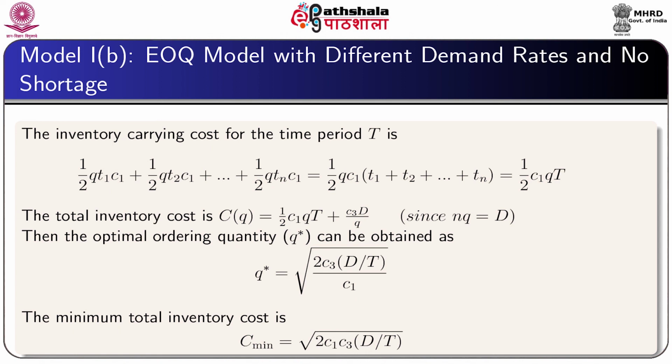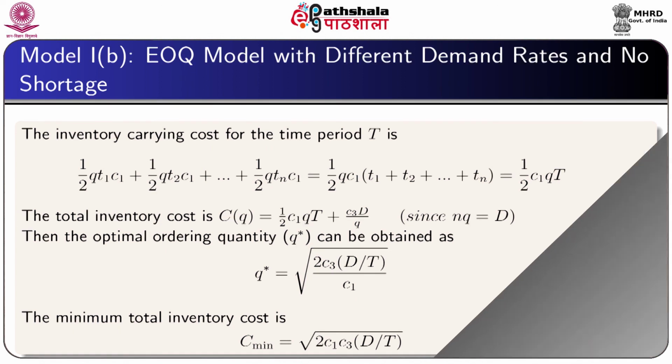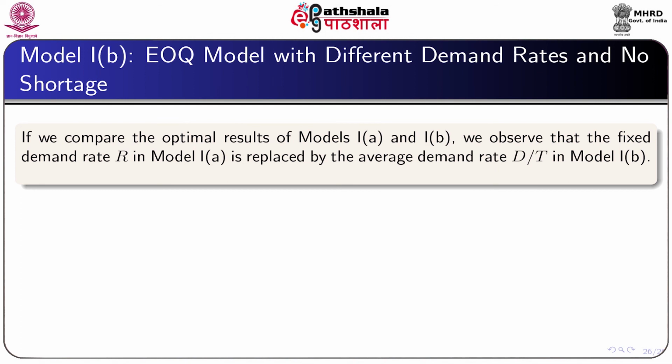And from this we can find the optimal order quantity Q star as Q star equal to root over 2 C3 D by T by C1, and the minimum total inventory cost is C minimum equal to root over 2 C1 C3 into D by T. So, if we compare the optimal results of model 1, model 1A and model 1B, we observe that the fixed demand rate R in model 1A is replaced by the average demand rate D by T in model 1B.